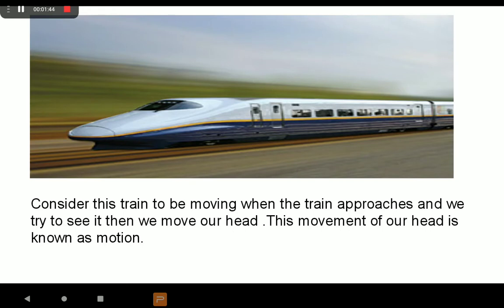So when a train comes from the right, if you are standing straight like this and the train is approaching from here, you have to rotate your head from this mean position to this mean position. And if you are seeing the train continuously, then you have to rotate your head to this mean position. When we rotate our head, we simply make a motion. This movement of the head is known as motion. Motion can be classified into two types: motion in a straight line and motion in a circular path. But today we are only going to learn about motion in a straight line. We are going to learn about the other topic in our next module.